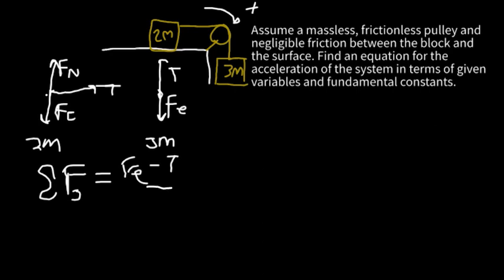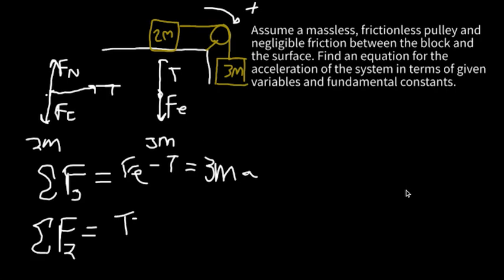And then we divide by the mass 3m. Actually, we shouldn't divide yet. We should just set that equal to ma, and the mass of this block would be 3m times the acceleration. Now we're going to sum the forces on block 2 in the direction of motion, and we just have the force of tension, which is going to equal 2ma.